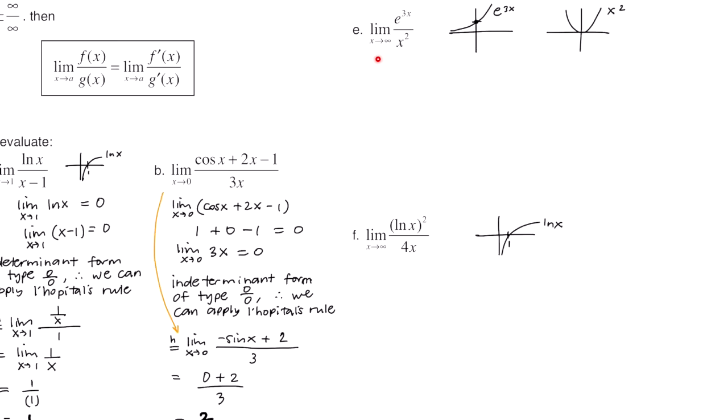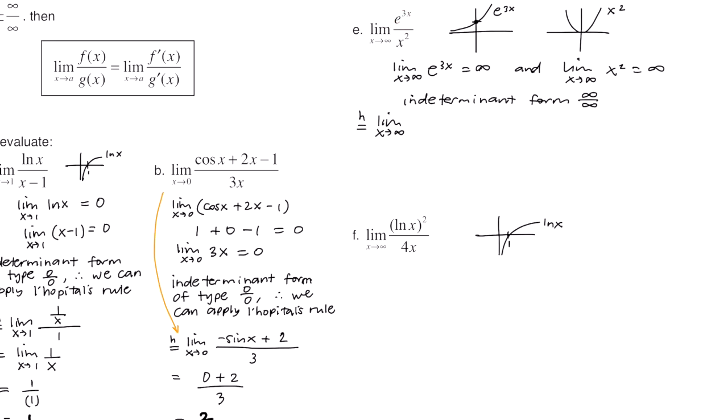For this example, we have the limit as x goes to infinity of e to the 3x over x squared. So I drew both graphs, e to the 3x and x squared, and you can see as x gets larger and larger in the positive direction, both graphs are going to grow without bound. The limit of the numerator equals infinity, the limit of the denominator also equals infinity, so this is of indeterminate form infinity over infinity, and we can apply L'Hopital's rule.